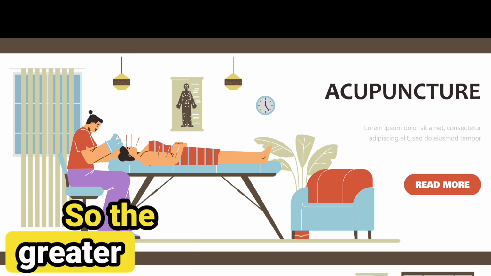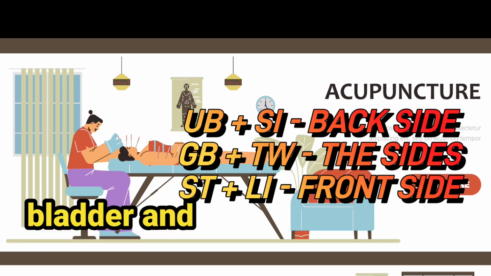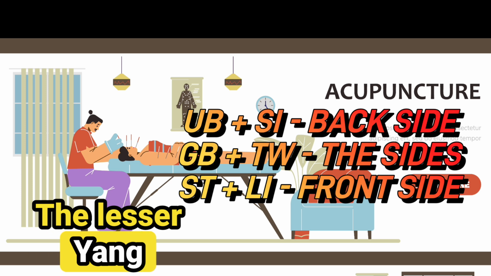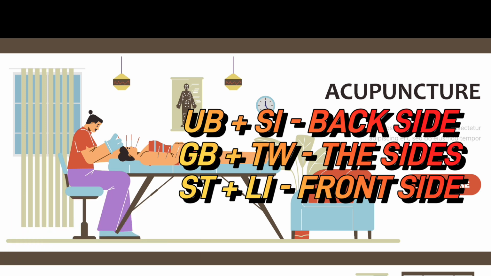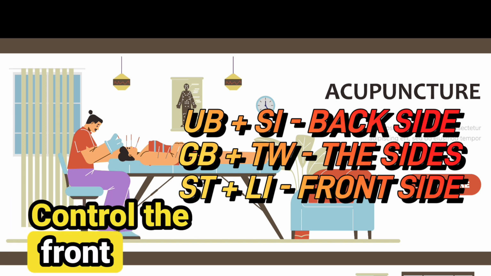So the greater yang channels, urinary bladder and small intestine, control the back of the body. The lesser yang channels, gallbladder and triple warmer, control the sides of the body, and the bright yang, stomach and large intestine, control the front side.